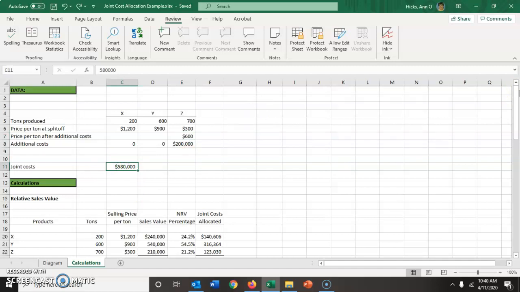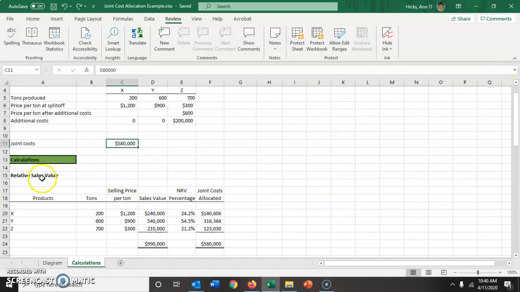So I'm going to walk through four approaches to allocating the joint costs among the three products. The first is called the relative sales value at split-off point. And what this assumes is that we'll allocate the $580,000 in joint costs based on the proportionate sales that we could receive from each product if we sold them at that point in time.